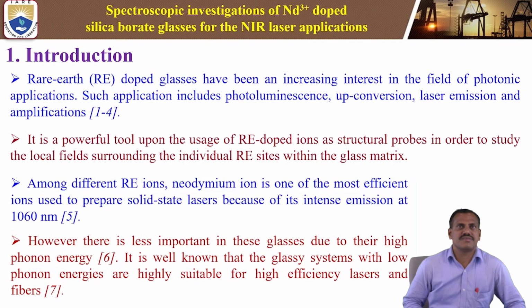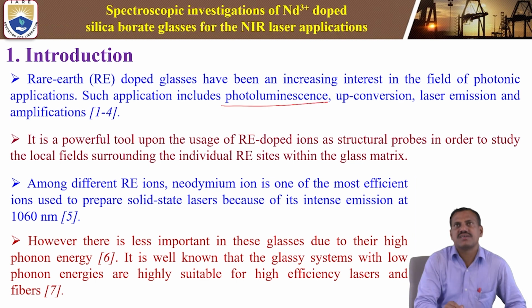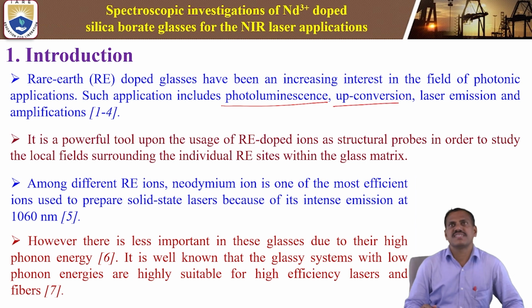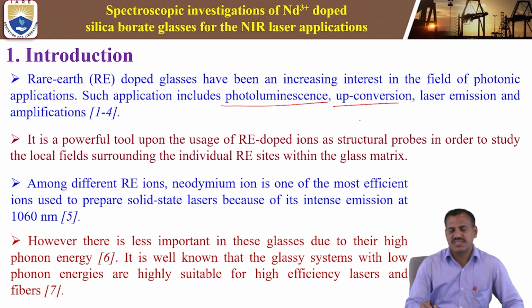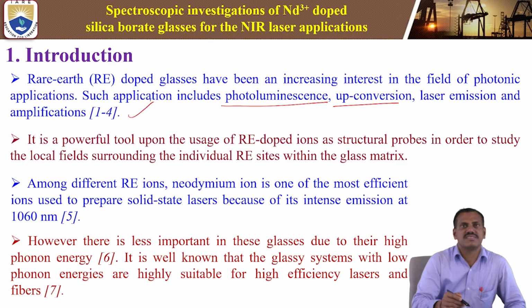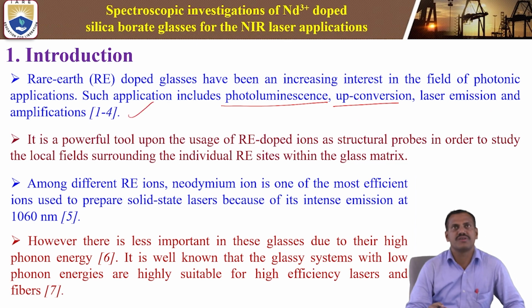Next, introduction. Rare earth doped glasses have been of increasing interest in the field of photonic applications. Such applications include photoluminescence, up conversion, laser emission and applications. Down conversion means we give higher energy and get lower energy. Up conversion means we give low pumping energy, but the output energy we get is more. This kind of conversion is called up conversion. These are the rare earth elements and important applications.